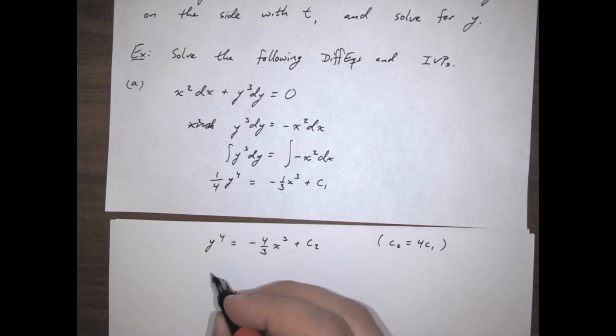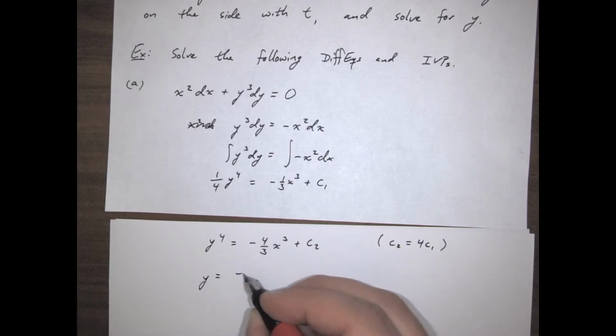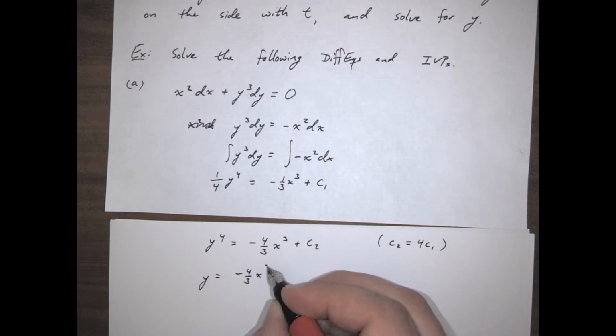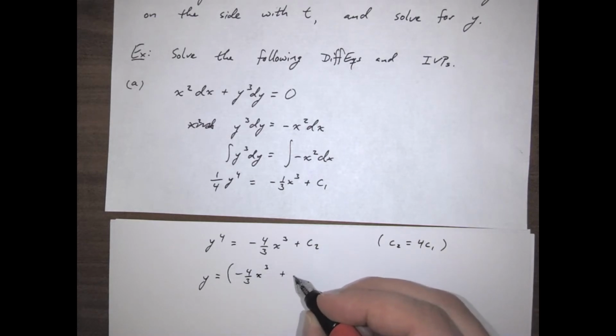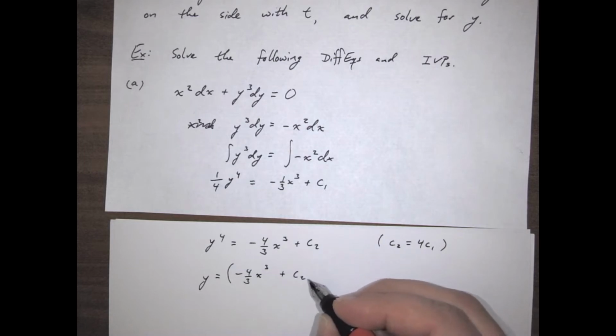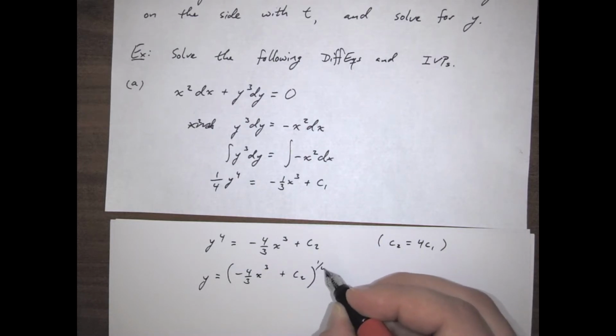Okay, and now I'll take the fourth root of both sides, or the 1/4 power, whichever way you want to look at it. And the important thing about this is that the constant of integration here is within the exponent or the root, however you are expressing it.